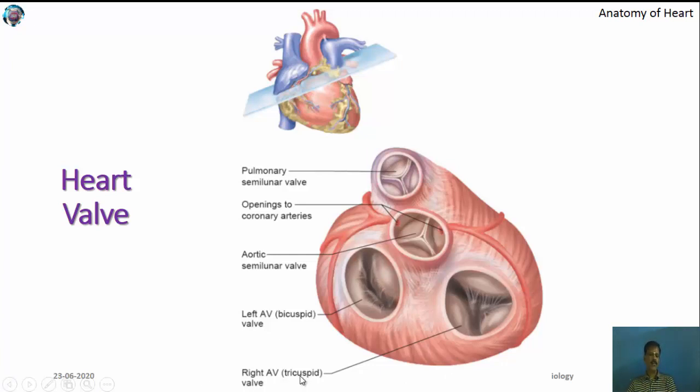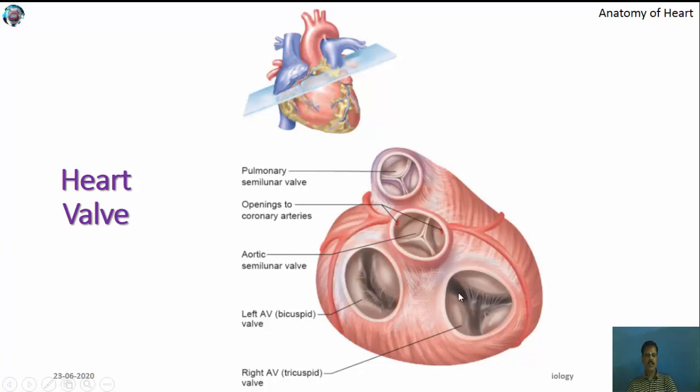Similarly, the right AV valve, that is the tricuspid valve, allows the blood to flow from the right atrium to the right ventricle. So it is again an inflow. But these valves are semilunar valves, which allow outflow of the blood. The aortic valve allows blood to flow from the ventricle to the aorta and to other parts of the body. Similarly, the pulmonary valve carries the blood from the ventricle to the lungs. So outflow of blood occurs through these two valves, which are known as the semilunar valves.